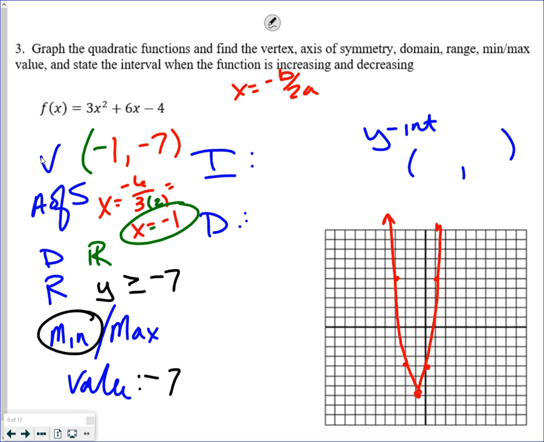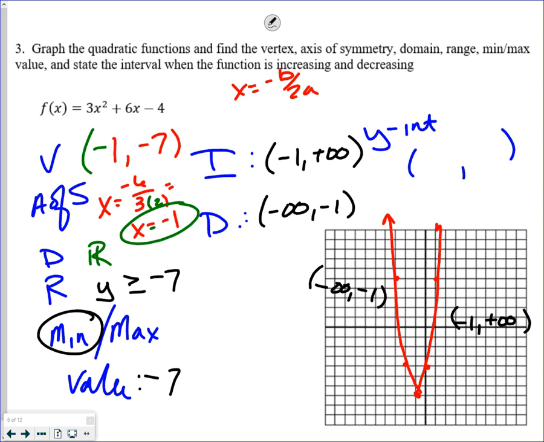Increasing and decreasing. I talk about this being a situation where you go at it from left to right. So on this side, it's negative infinity to negative 1. And from this side, it's from negative 1 to positive infinity. The question is, which one is it increasing or decreasing? It is decreasing on the left, and it is increasing on the right.